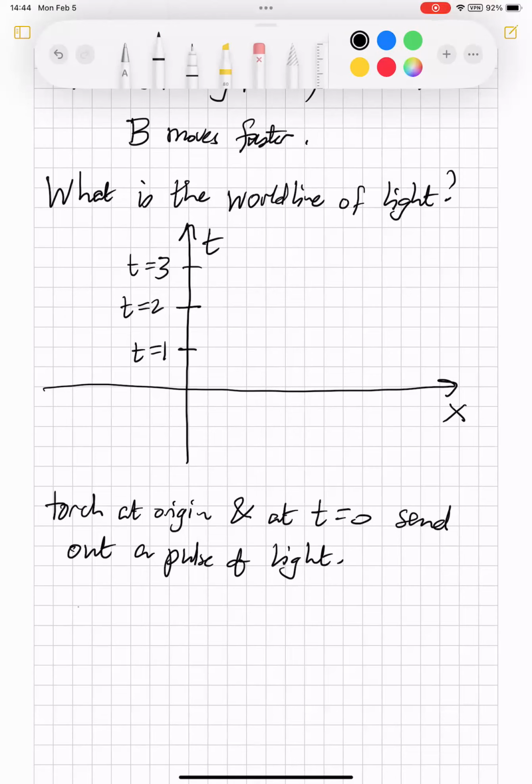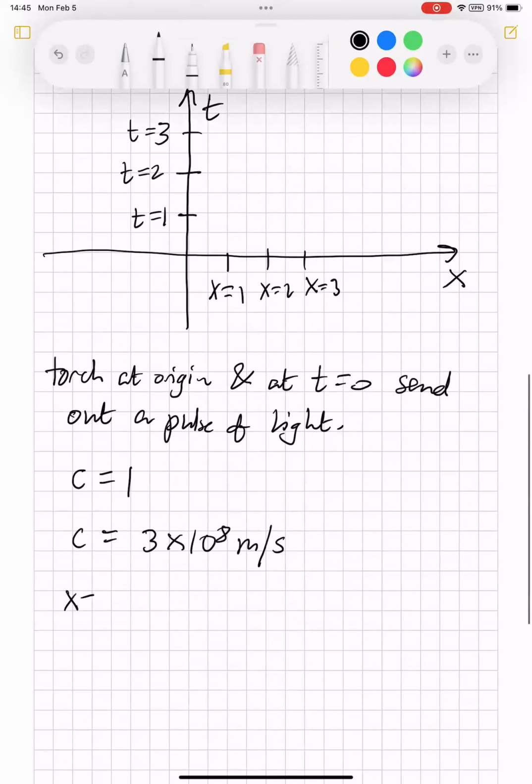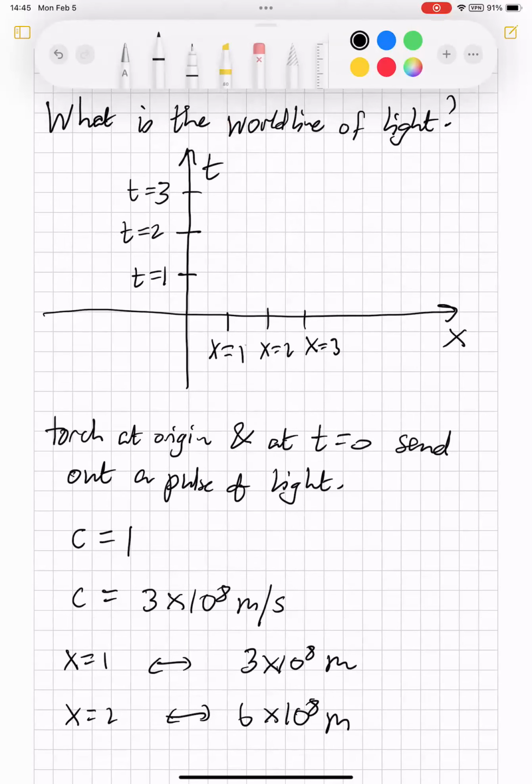Now I have set C, the speed of light, to 1. Now remember that usually C is 3 times 10 to the 8 meters per second. So if I choose to measure T in seconds, it means that when I say X is 1 unit, or X is 2 units, or X is 3 units, each of these units is 3 times 10 to the 8 meters. So X is 1 actually corresponds to 3 times 10 to the 8 meters. X is 2 would correspond to 6 times 10 to the 8 meters, and so on. So when I've moved one distance of 1 in my new units, I've moved a distance of 3 times 10 to the 8 meters in my old units.